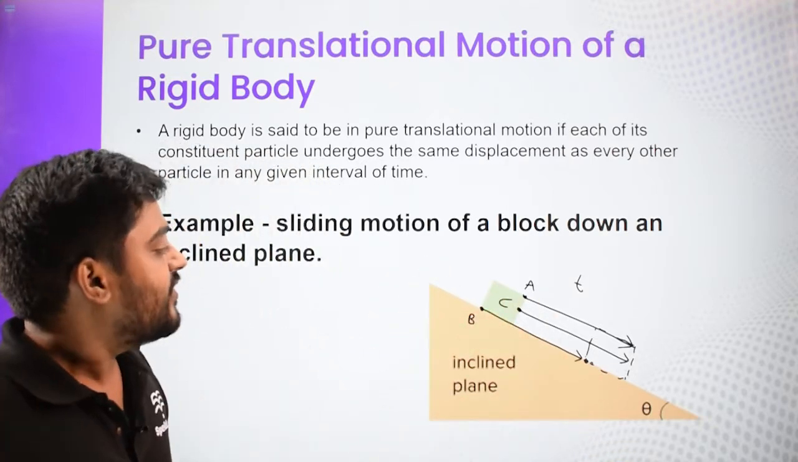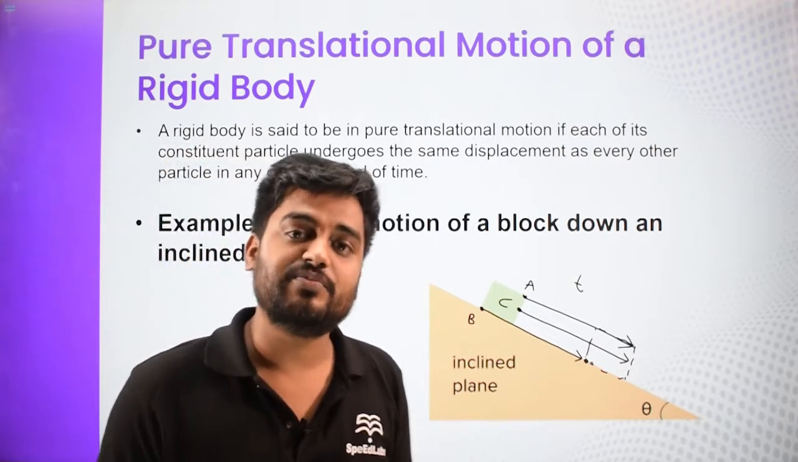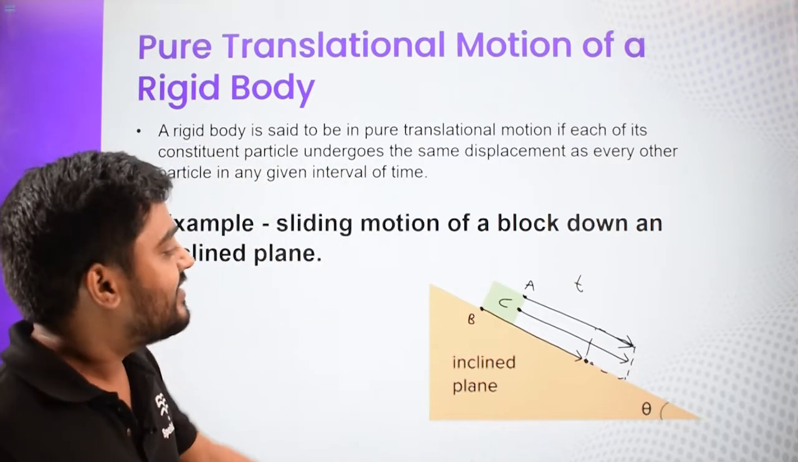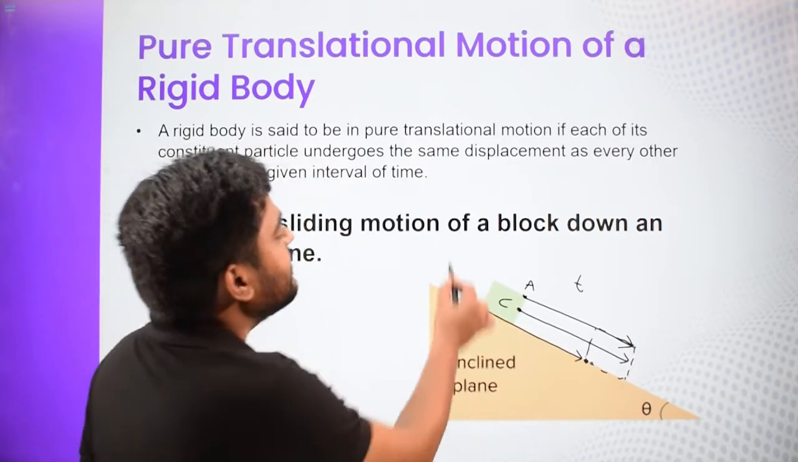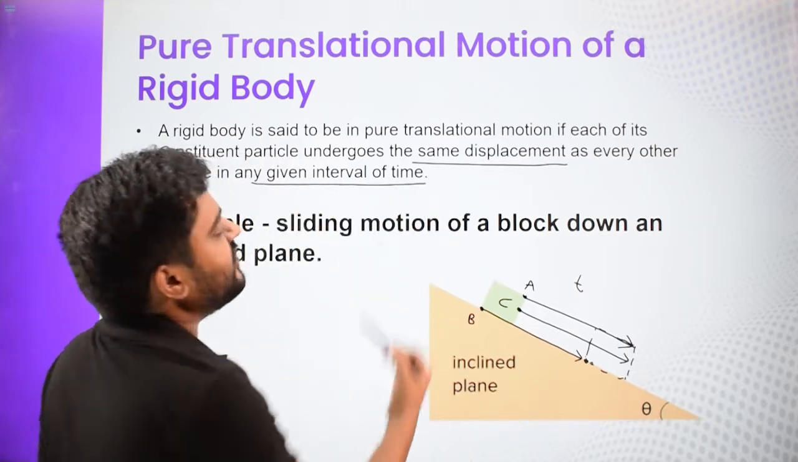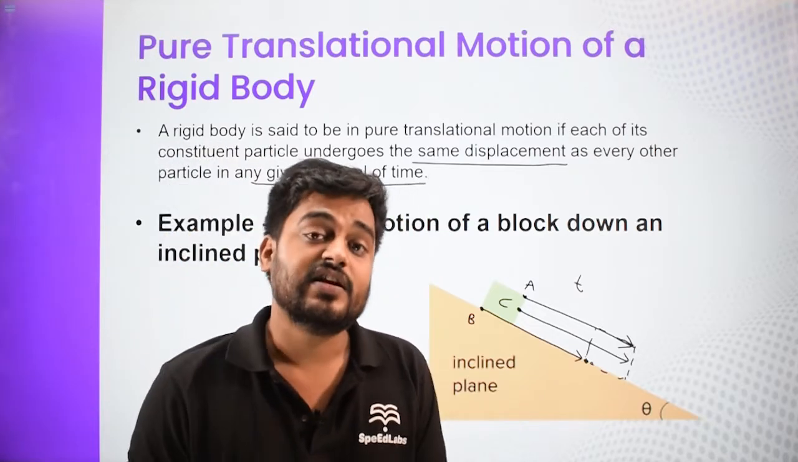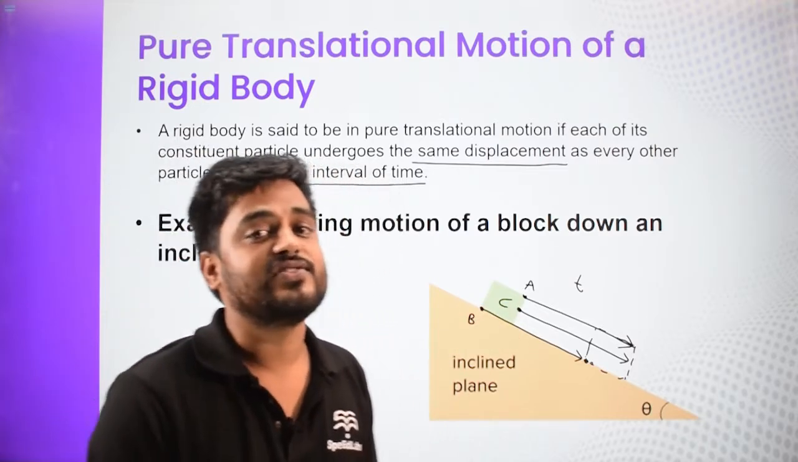So we can say that a rigid body undergoing pure translation motion has each and every particle in the body experiencing the same displacement in any given interval of time. Now that gives your velocity. So we can say not only the displacement but the velocity, and even the acceleration, is also the same.